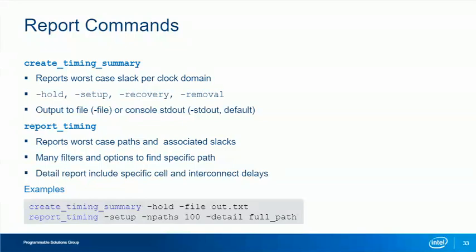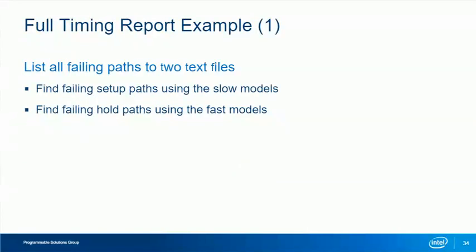In the second example, the report timing command creates a setup report with 100 worst case paths and will output the report to the console standard out, which is the default. On the following slide, I'll go over a Tcl script for the Quartus_STA command line executable to generate detailed reports on the failing paths in your design.